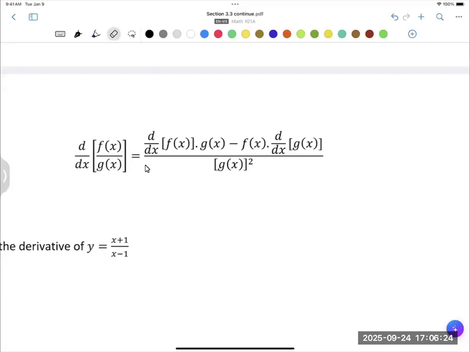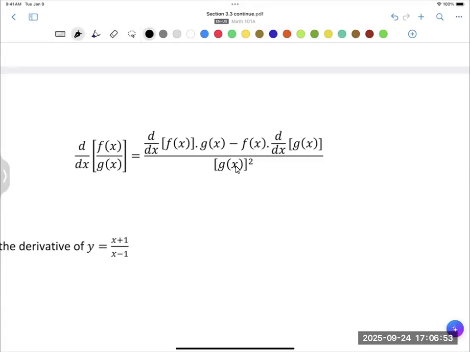Now let's take a look at the quotient rule. This is the quotient rule because you're going to have the derivative of a quotient, or a rational function, where the numerator is a function and the denominator is also a function. To apply the quotient rule, you take the derivative of the numerator times the denominator, minus the derivative of the denominator times the numerator, and then all over the denominator squared.